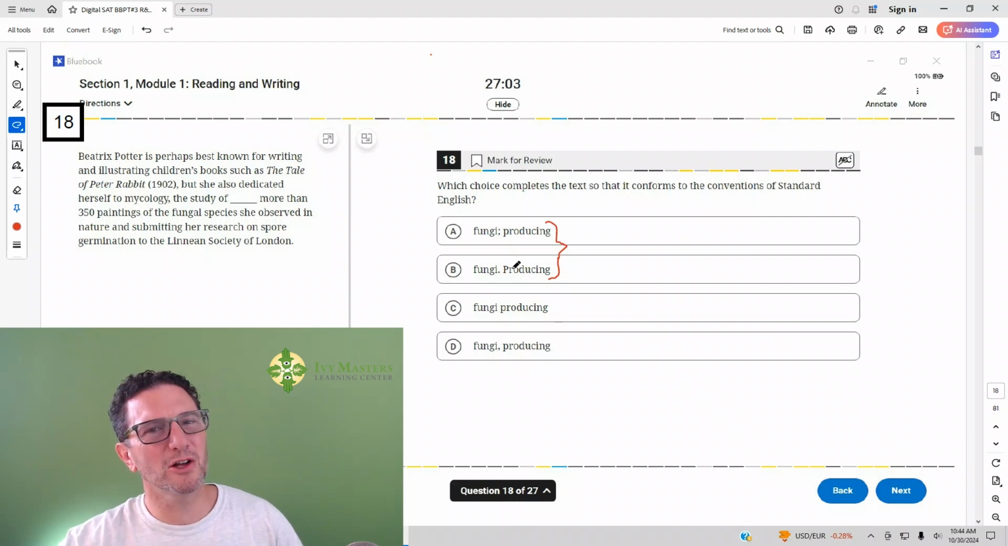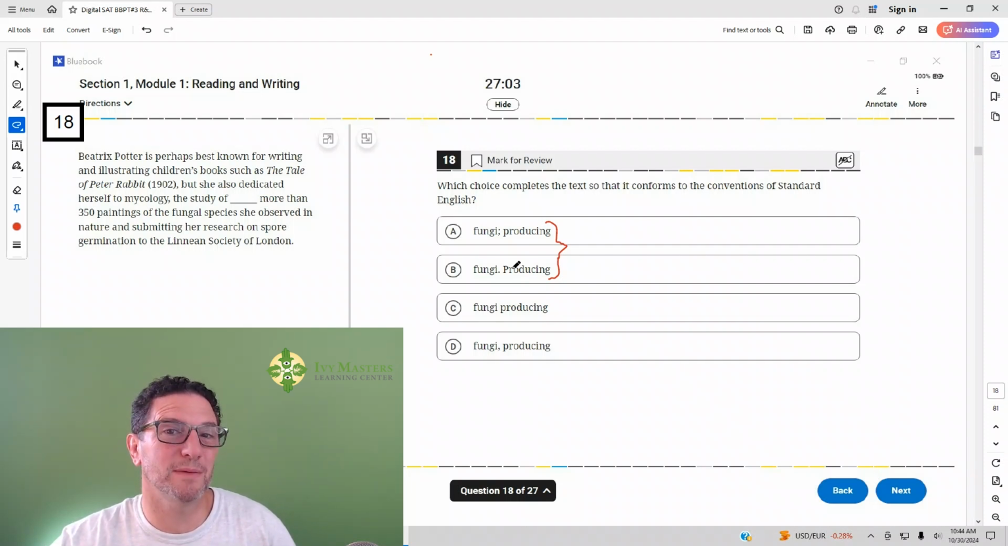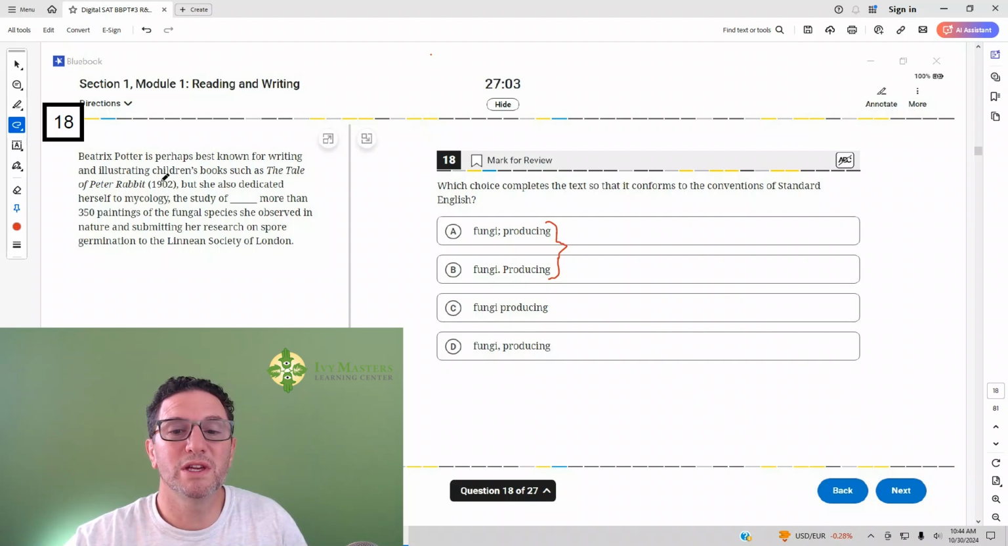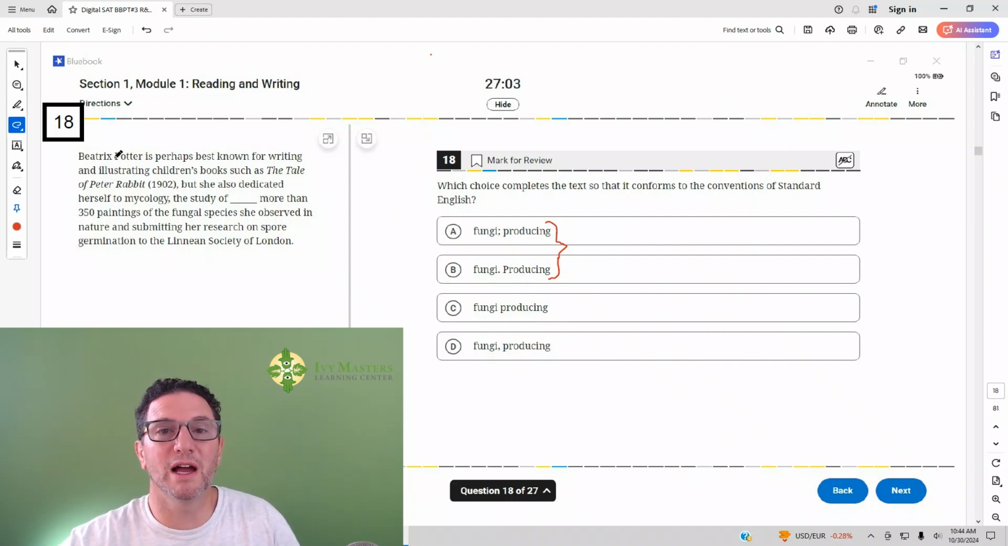Now, could the College Board write a question that's an exception to that rule? Yeah, they could. They could use a semicolon in a list, but I just haven't seen it before. So we could probably eliminate both of those. Do your due diligence, though, and let's read the sentence up to and including fungi and see if that could be its own sentence.